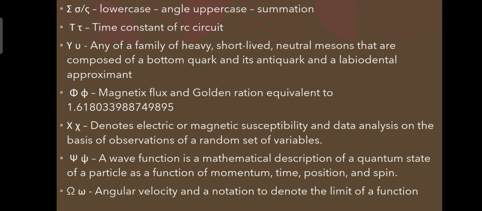1.618033988749895. Chi denotes electric or magnetic susceptibility and data analysis on the basis of observations of a random set of variables. Psi, a wave function is a mathematical description of a quantum state of a particle as a function of momentum, time, position, and spin. Now, the last one, omega, angular velocity and a notation to denote the limit of a function.